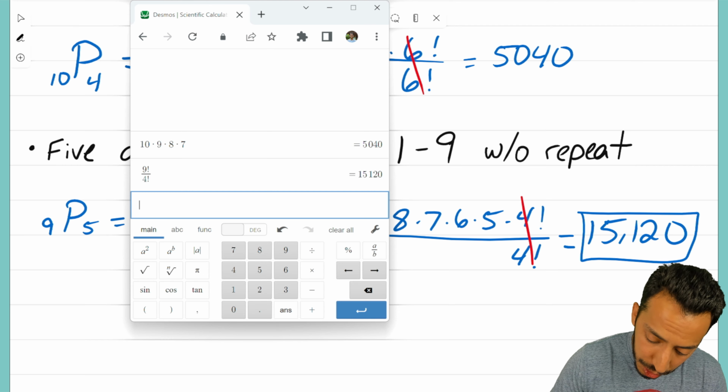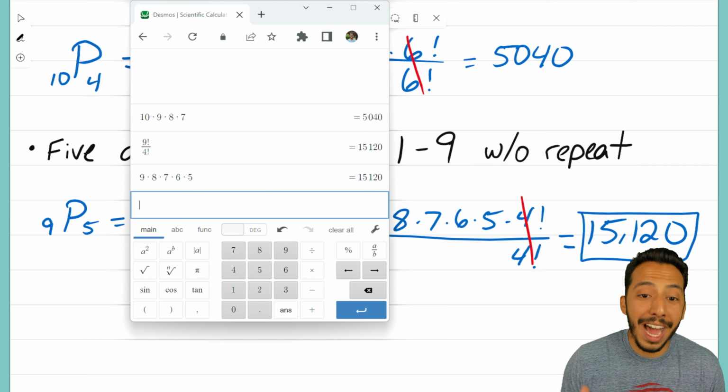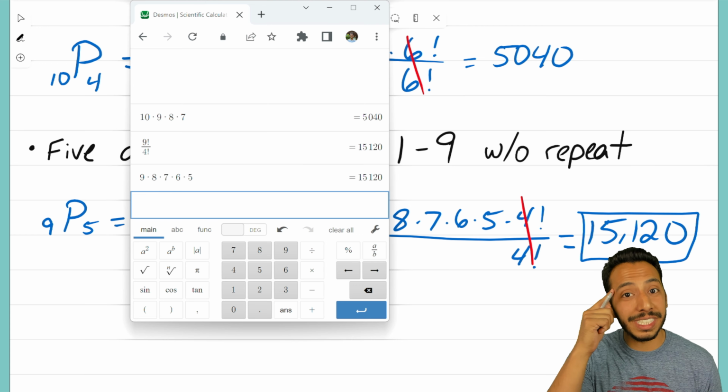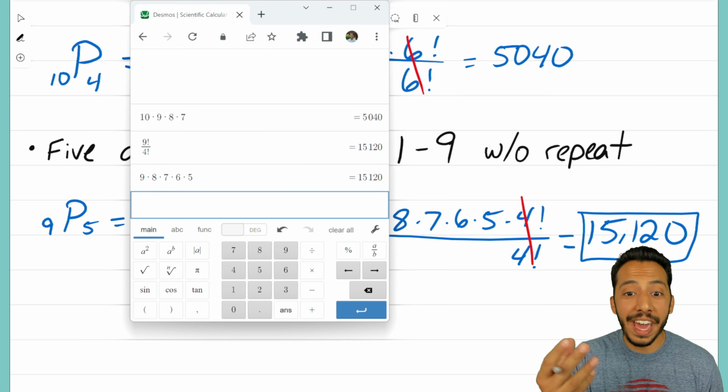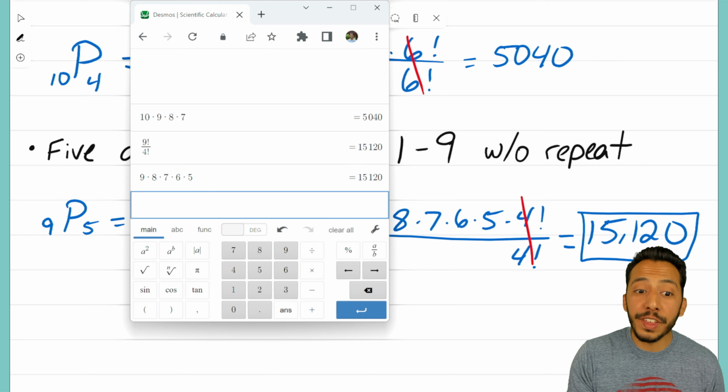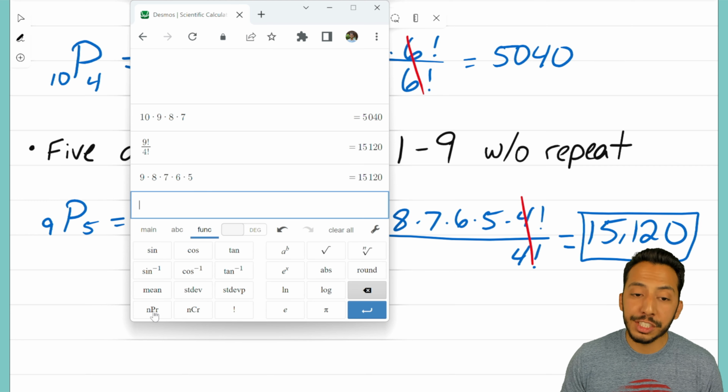I could also just do 9 times 8 times 7 times 6 times 5. I'll still get the same answer, right? That's our decision chart way. That also works as well. And another thing that we can do, I don't know if you noticed here, is look right here.